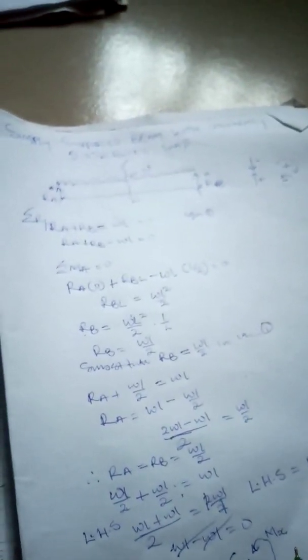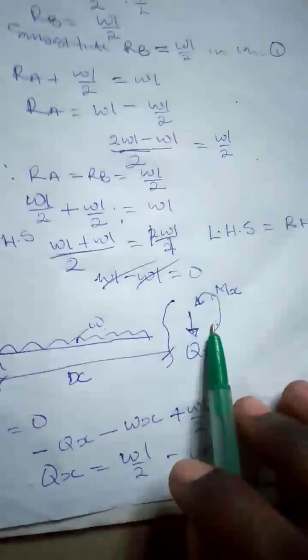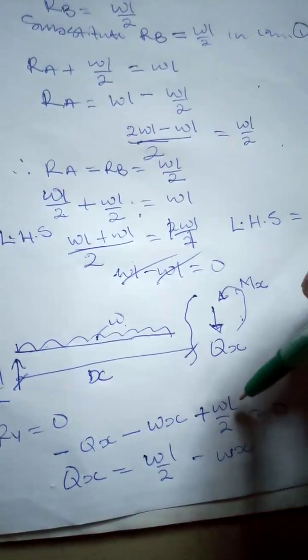So if we take a summation of moment at x, we are going to have minus Mx. Remember I said clockwise is positive, anti-clockwise is negative. You can see this is going anti-clockwise, so that's what makes it negative. This is going downward, which is negative as well. So minus Mx minus wx times the perpendicular distance, since we are taking our moment at point x.